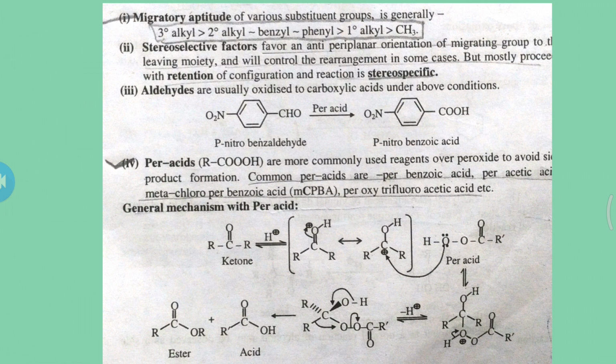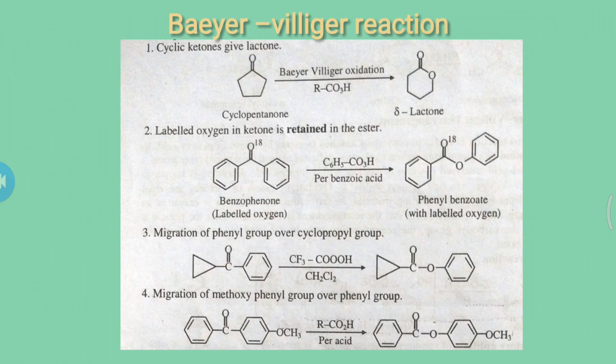The ketone reacts with a proton to form an oxonium ion, and the oxonium ion reacts with peracid to form an intermediate, and the R group migrates to form the ester and acid. So the peracid converts to acid and the ketone converts to ester in this Baeyer-Villiger reaction. Next are more examples of the Baeyer-Villiger reaction. First, a cyclic ketone gives a lactone, meaning insertion of oxygen takes place.